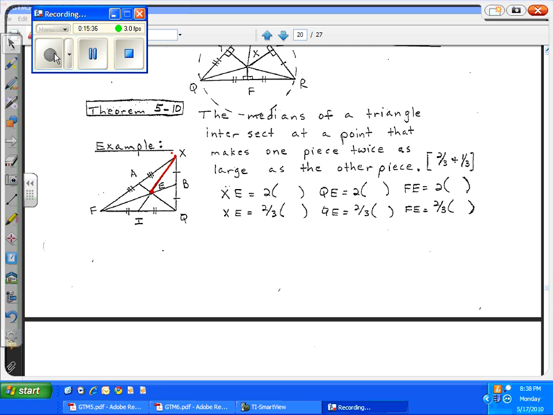So the big piece here, XE, is twice the little piece, XI. The big piece here, QE, is twice the little piece, EA. QE is twice EA. The big piece, FE, is twice the little piece, EB.